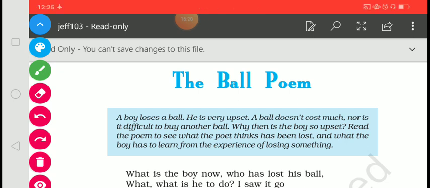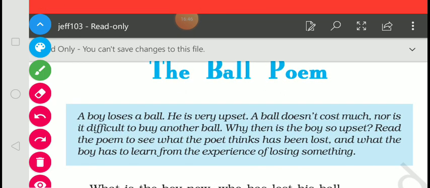In this poem which we are going to read out, a boy loses a ball. He is very upset. A ball doesn't cost much, nor is it difficult for the boy to buy another ball.